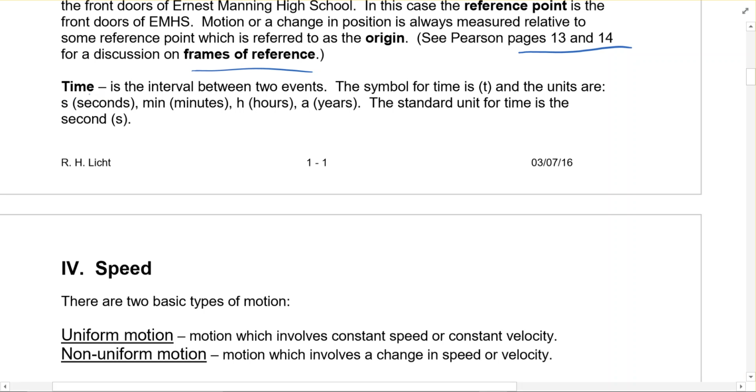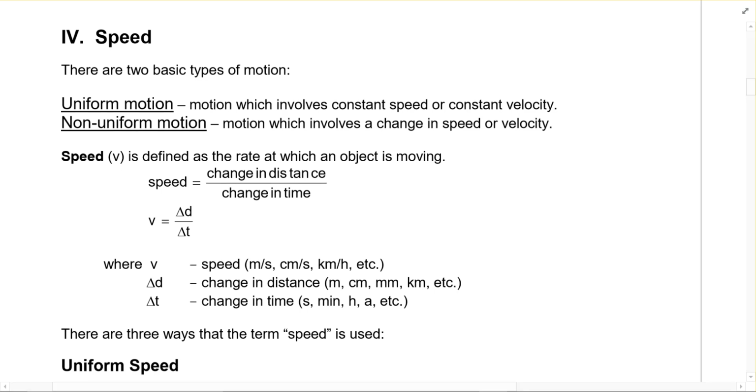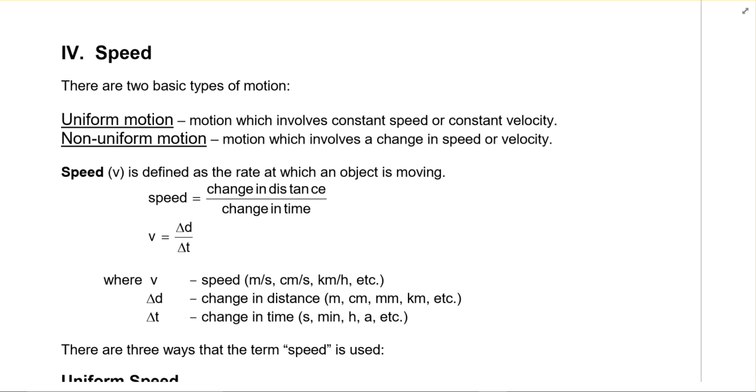But for our purposes, it's going to be used just like you normally would think. We're going to measure it in seconds, minutes, hours, years, whatever we need to measure it in. And then speed. There are two types of motion: uniform motion and non-uniform motion. Uniform motion means we're going at a constant speed, the exact same speed all the way across.